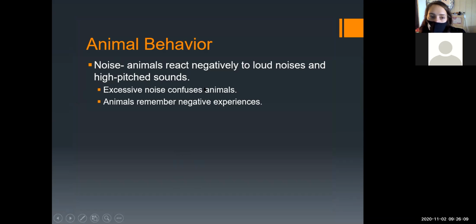Noise, animals react negatively to loud noises and high-pitched sounds. Excessive noise is going to confuse the animal, and animals also remember negative experiences. If you think about your own experiences as a human, maybe you had a negative experience with a certain food, or maybe a certain place that you ate at, you got food poisoning. Or maybe it's just a negative experience with a certain time in your life, or a certain person. Whatever that negative experience is, you probably are going to remember all the things about it, how you felt, you remember the noise, the environment that you were in, things like that. And so animals are the same way. They're going to remember those negative experiences as well.